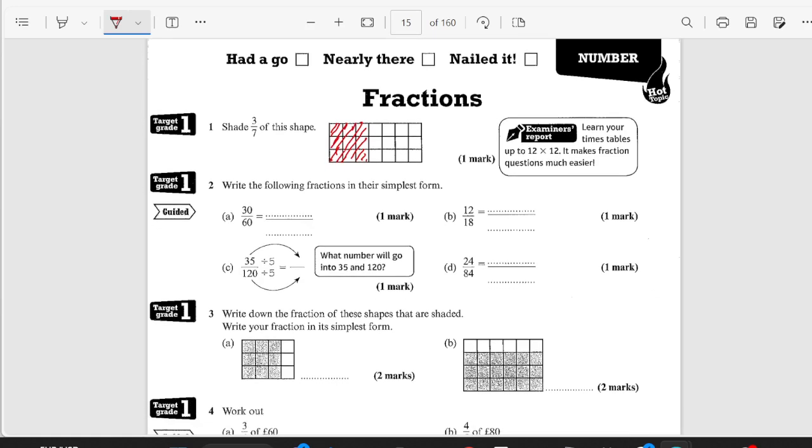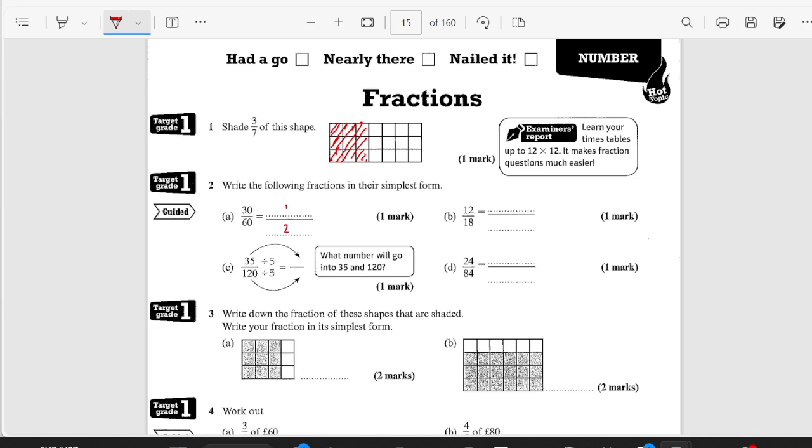Okay, for question 2, write the following fractions in their simplest form. So we're trying to cancel these down. So I'm going to cancel this one down. Well, we've got a 0, which automatically tells us we can cancel down by 10. We can actually cancel down by more than 10 though. They've both got 30 in common, so I'm going to divide both the top and the bottom by 30, and I'm going to have 1 over 2 as my fraction.